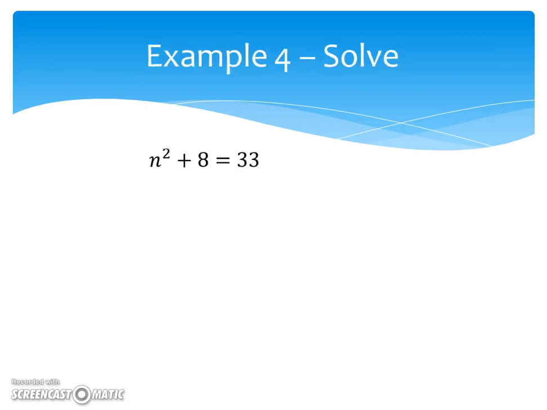Now let's look at solving. In this question, because there is no b, there's no middle term, you can actually just solve by taking the square root. We're going to first subtract 8 on both sides to get 25. When we take the square root of n squared, we take the square root of 25. Most people mess up here though. Remember that when you take a square root, it's positive and negative. So it's positive and negative 5.